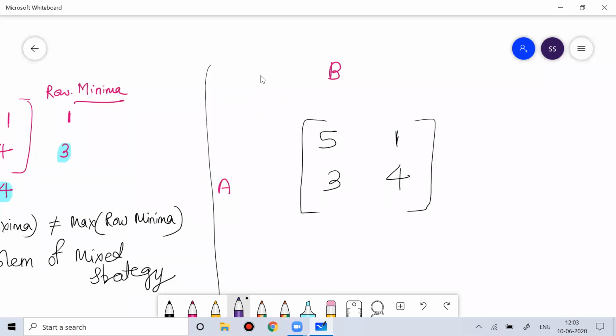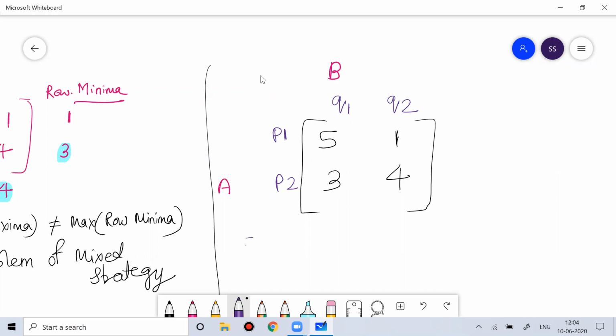So what we do in order to solve this problem, we'll see it from the perspective of probability. Imagine the person A is working very hard so that he can maximize his profit, and the person B is working very hard so that B can minimize his losses. The probabilities assigned with A are P1 and P2, and the probabilities assigned with B are Q1 and Q2.